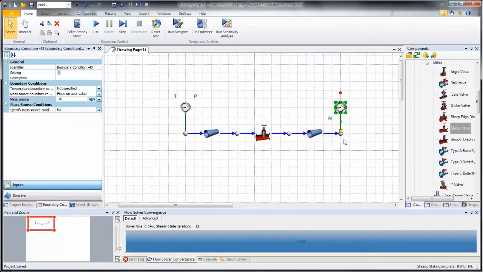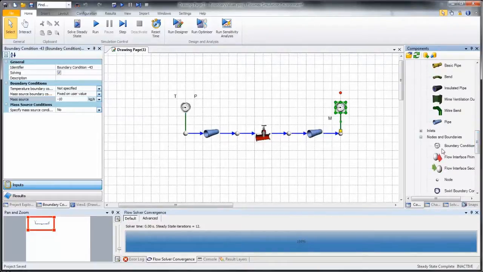With this now in place, we can solve the network. And it does so flawlessly. Lastly, let's quickly look at the use of boundary values within the network itself. A boundary value in the middle of our network will induce a source, whether mass by pressure or mass specification, or energy by temperature specification. And I'll quickly illustrate this to you.